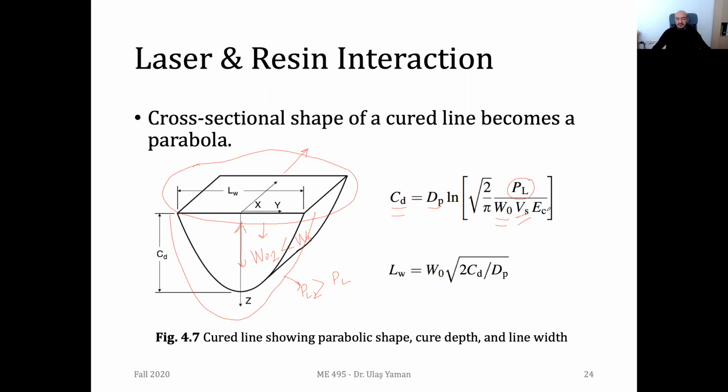Another issue, if you have less, let's say, critical exposure, then your CD will be increased. So what do you think is that? Can anyone tell me the relation between curing depth and critical exposure? So if you look at this relationship, obviously, if EC is decreased, then CD will be increased. Why is that?